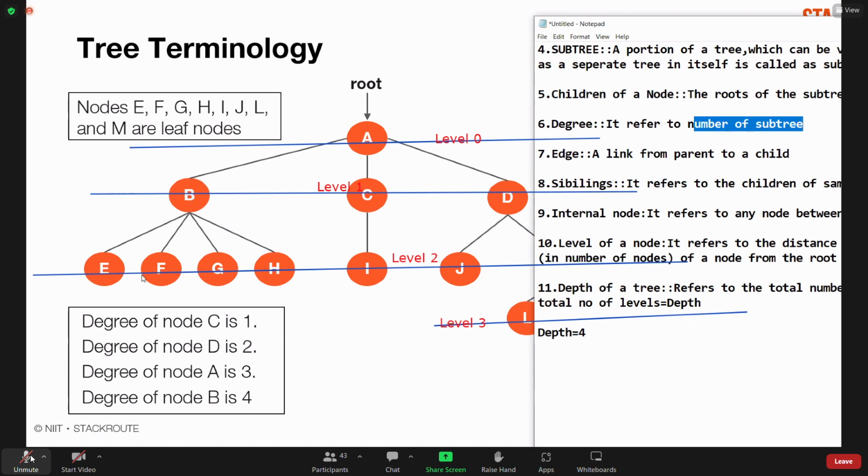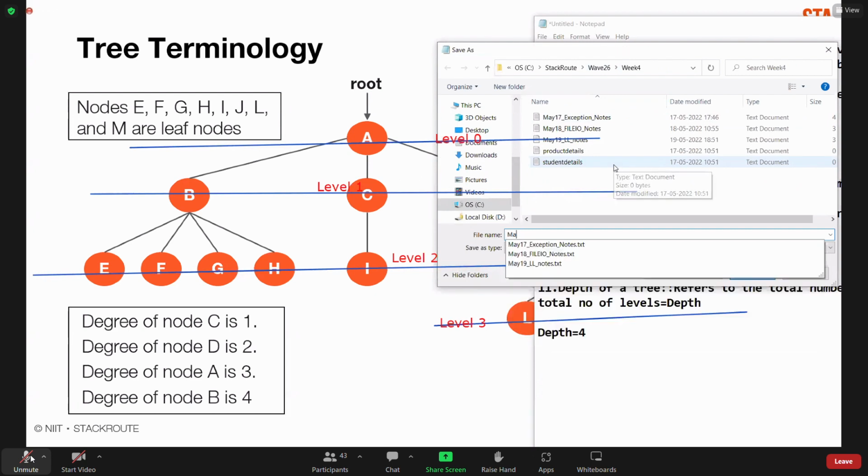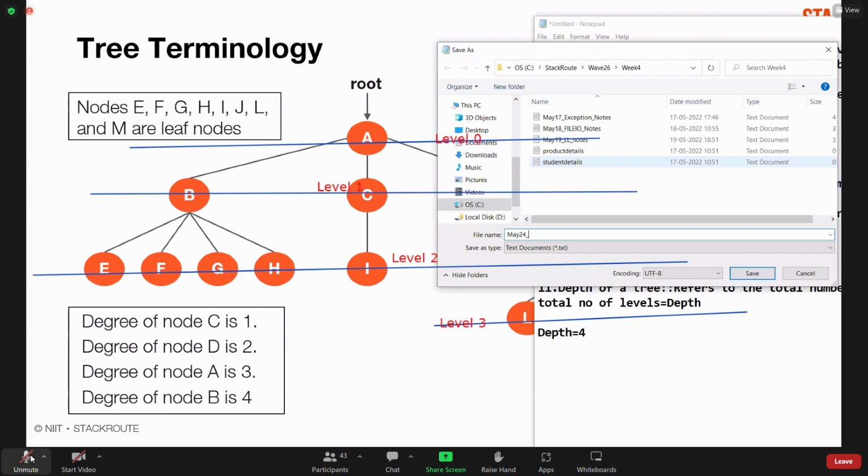So one node has how many subtrees? If you take B, it has degree 4. Ma'am, in depth, we consider root as 1? Correct. That is a minute difference. In level, it starts from 0, depth starts from 1. Good point.